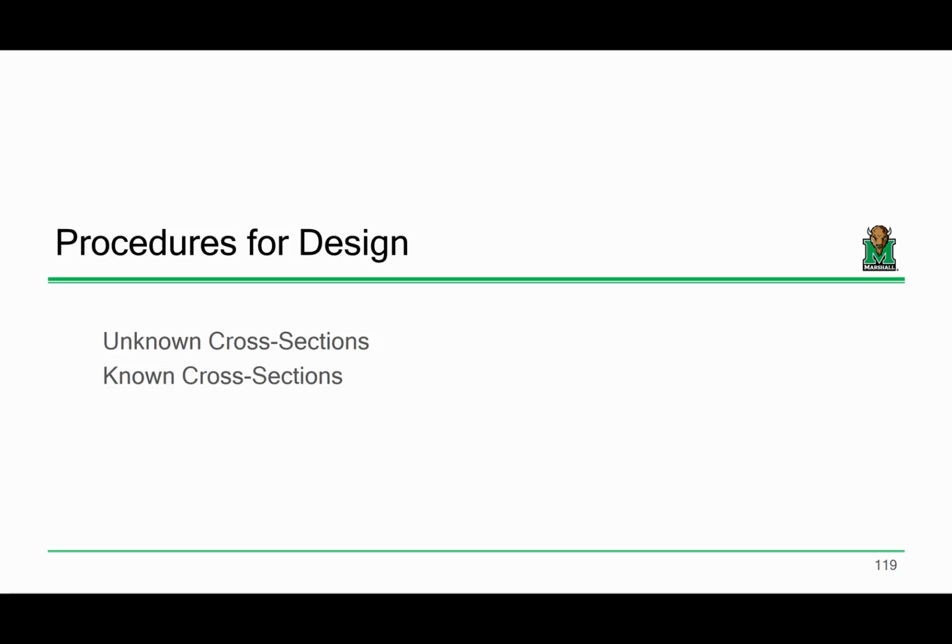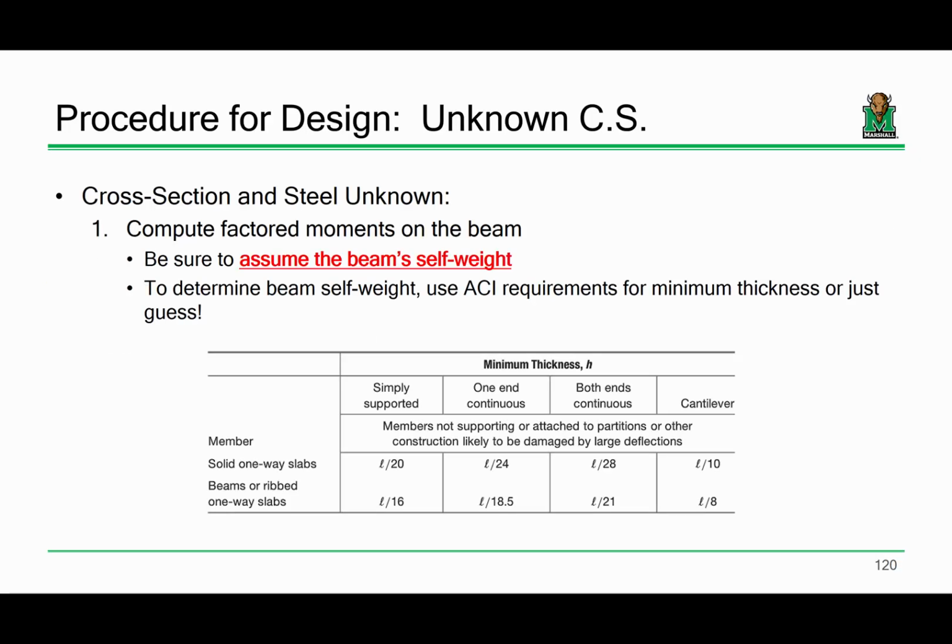Sound good? Now, after I go through this design procedure, I don't think this is going to seem like mystery of the universe stuff. It's actually going to be pretty straightforward. So let's start off with an unknown cross-section. This one's the harder one. So if you can do this, you can definitely do the known one. So this is where I don't have a clue what the beam looks like.